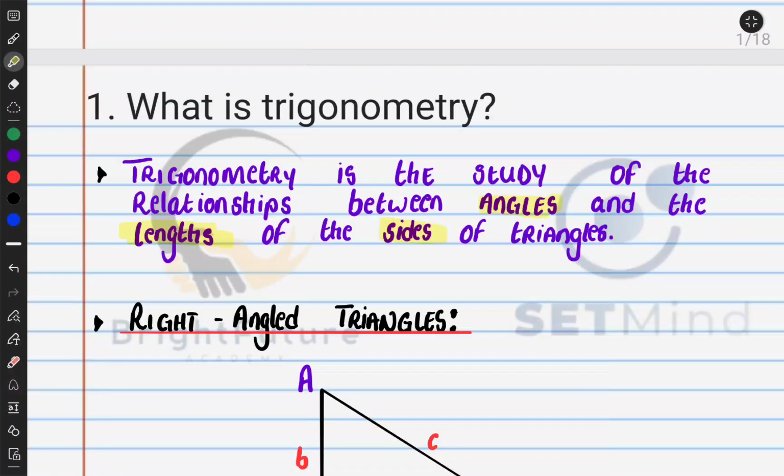The area of focus, we will be dealing with triangles. As you can see with the word tri in trigonometry, tri means three, and triangles are three-sided polygons. So basically we'll be assessing or exploring the relationships between the angles that we find within the triangles and the lengths of the sides of the triangles.